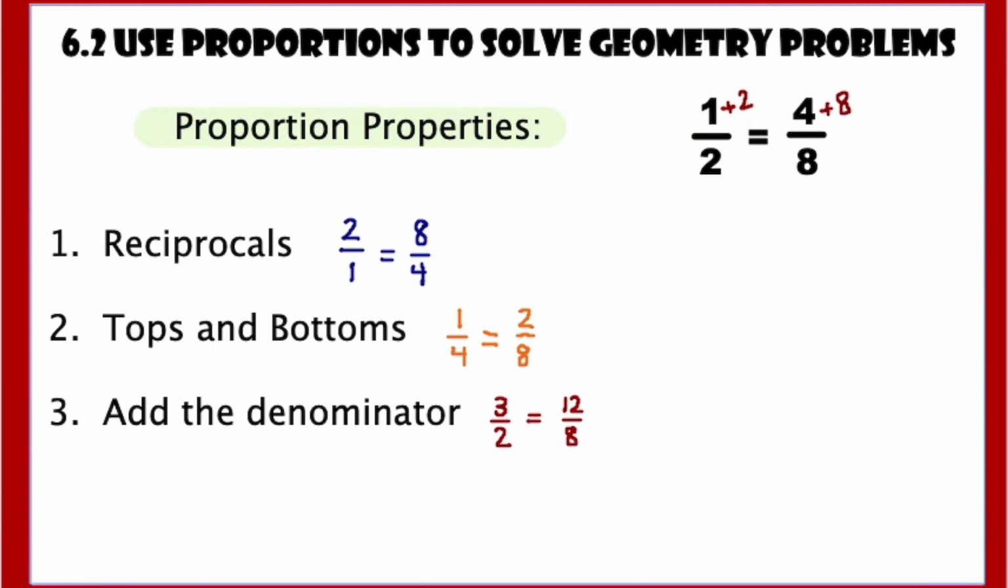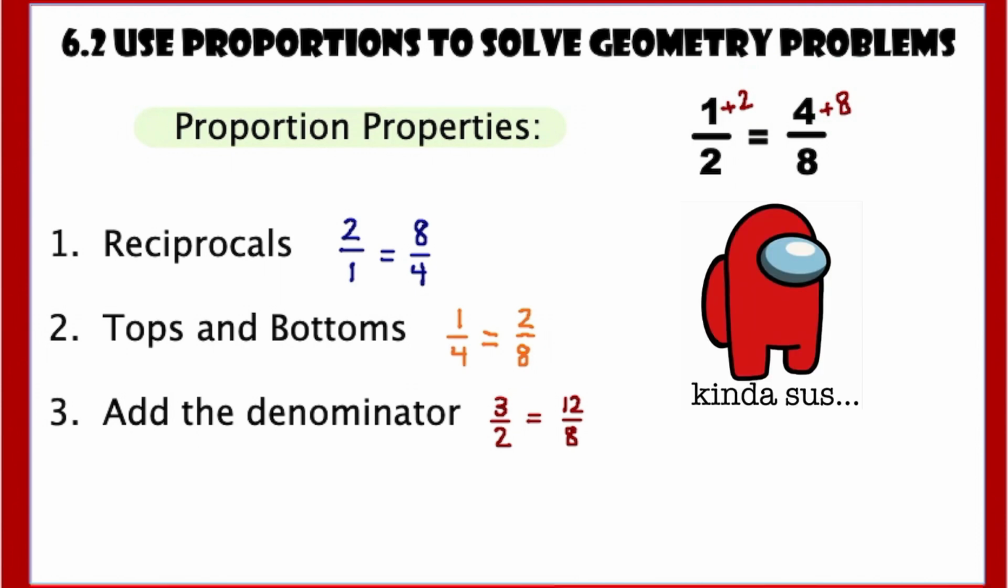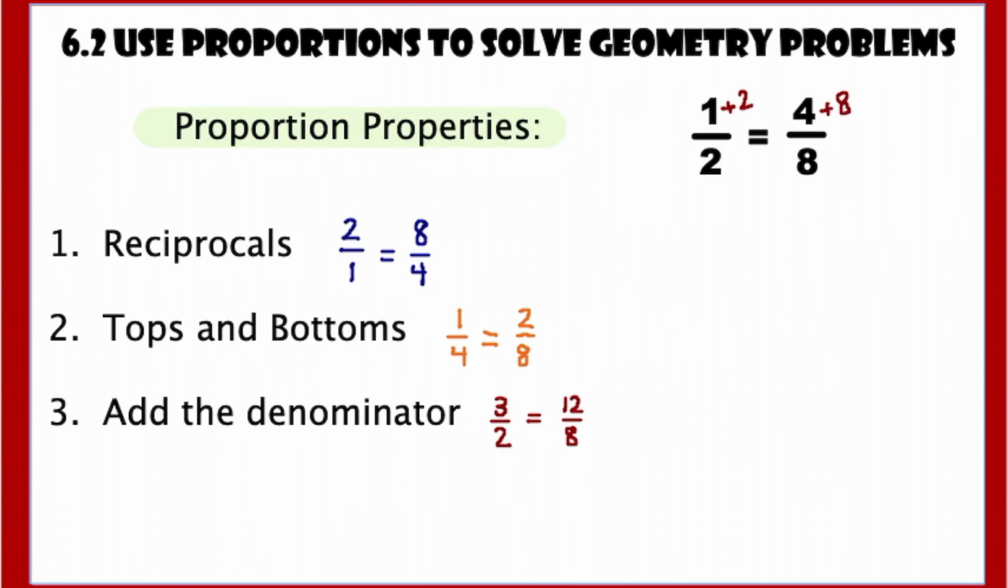But this should sound really sketchy to you. Since when? Who's your algebra teacher? Since when can I add different numbers to both sides and come out with a true equation? That should really bother you. Why does that work? Spoiler alert, 1/2 plus 2 over 2 gives me 3 over 2 with that common denominator. What about the other side? 4/8 plus 8 over 8 gives me 12 over 8.